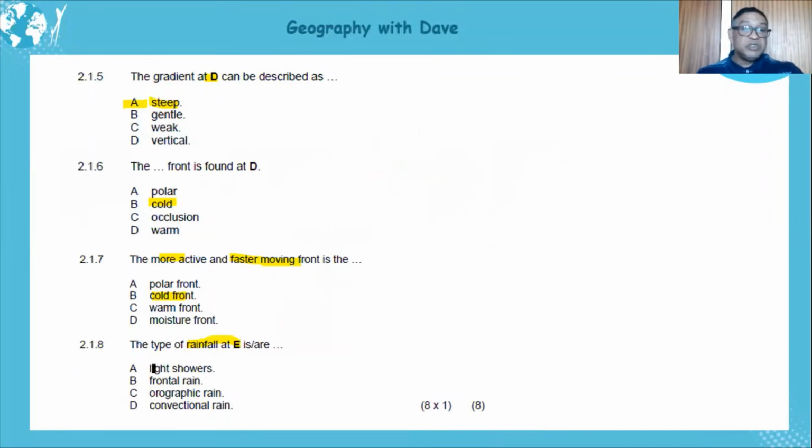So I can't include frontal rainfall, light showers, frontal rainfall, orographic. Is it going up a mountain? No. Convectional, is there intense heating? No, it's a cold front.